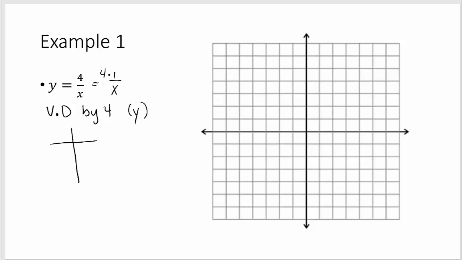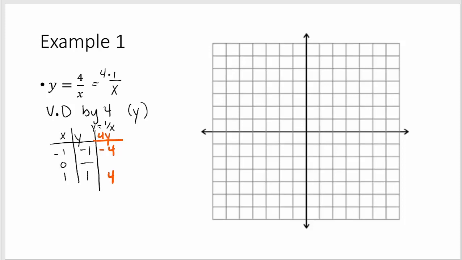So if we just set up a really quick table of -1, 0, and 1, we plug in those values for our parent function of 1 over x. So if we plug in -1, we get -1. We plug in 0, we get undefined. We plug in 1, and we get 1. If we multiply our y values by 4, then we end up having -4 and 4.